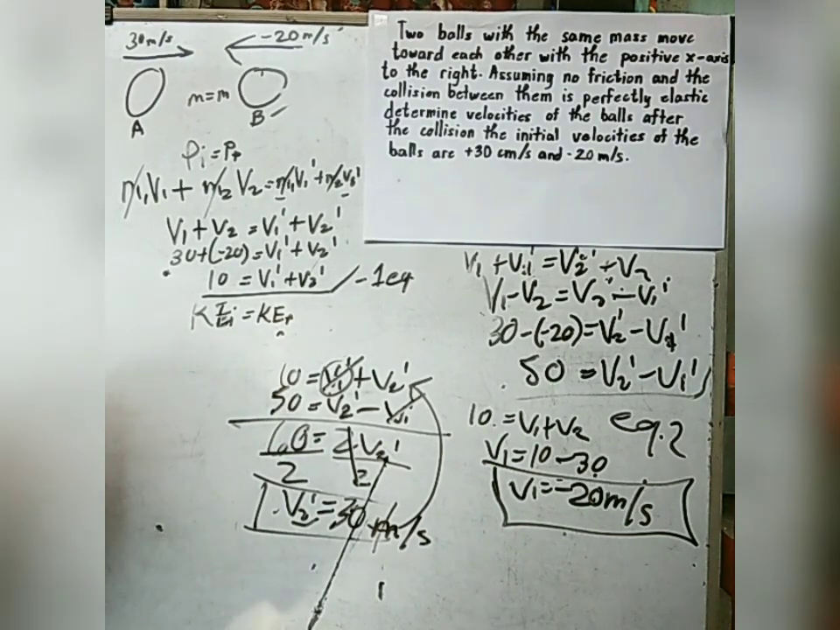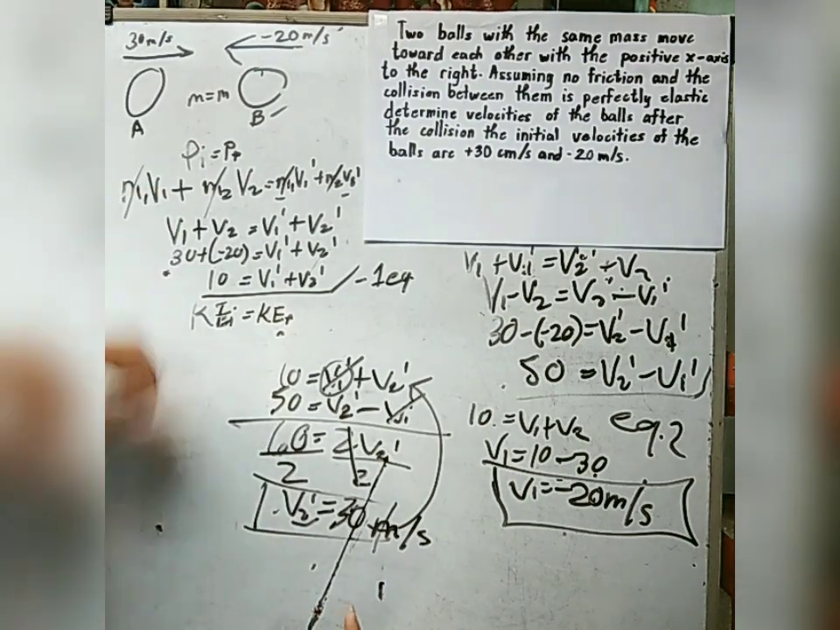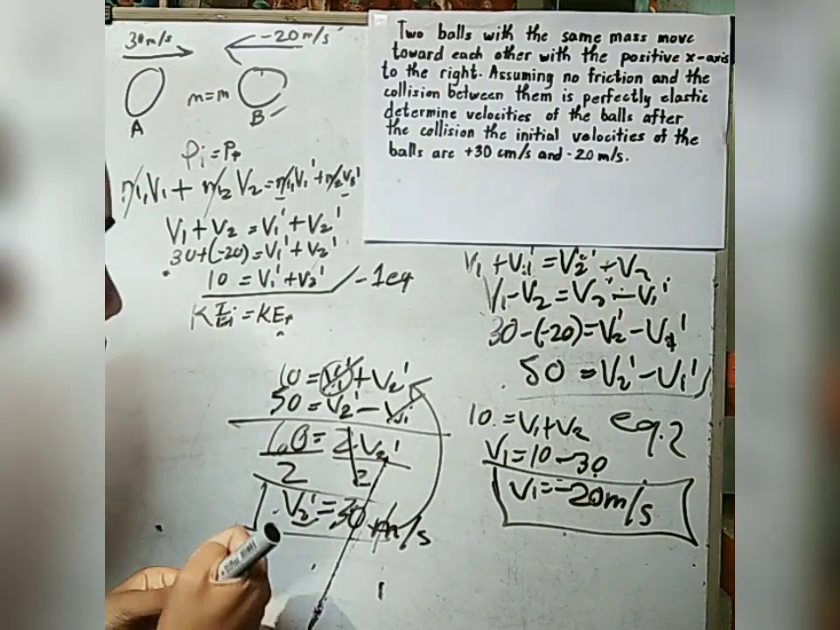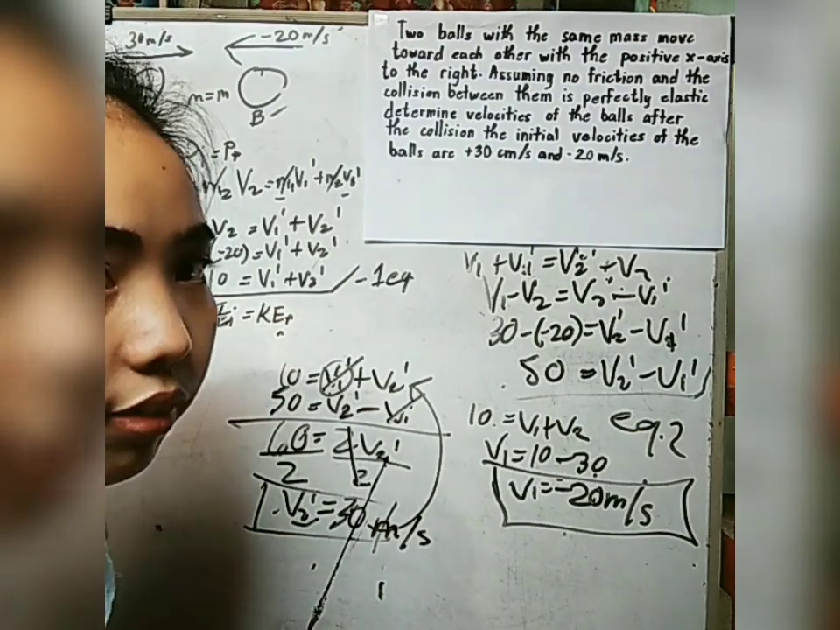Earlier, ball 1 was positive and ball 2 was negative, but now they have reversed. And that is for elastic collision.